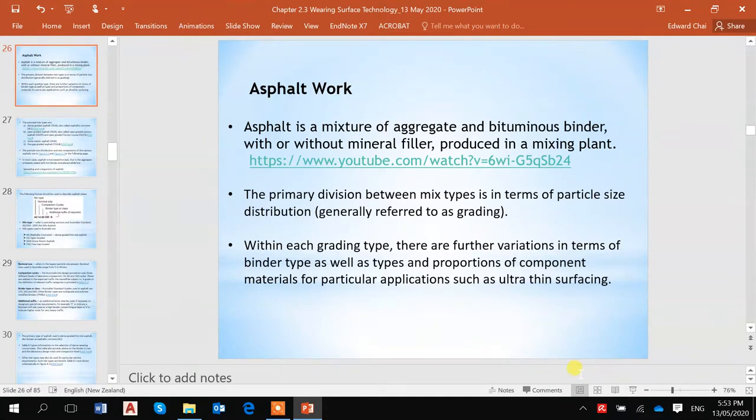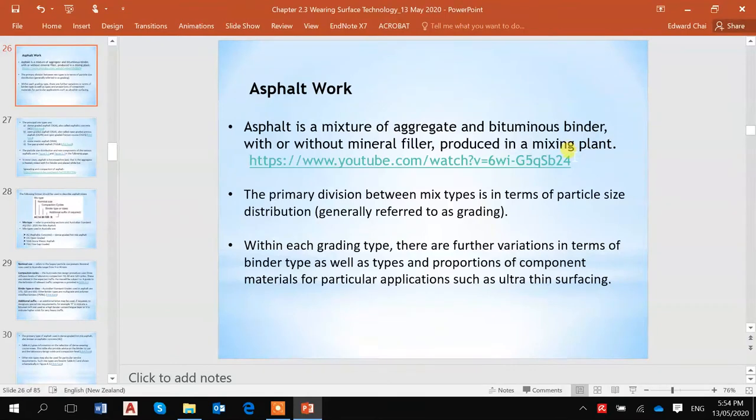So for this session, I'm going to cover the second part, which is the asphalt work. So what's asphalt? Asphalt is a mixture of aggregate and bituminous binder, with or without the mineral filler, produced in the mixing plant.